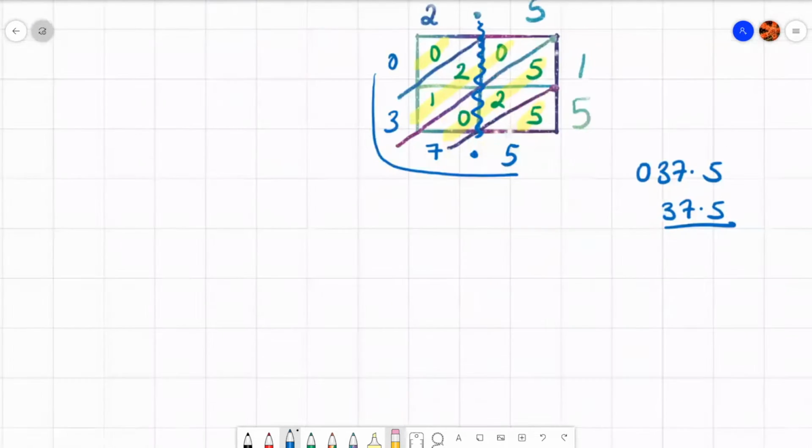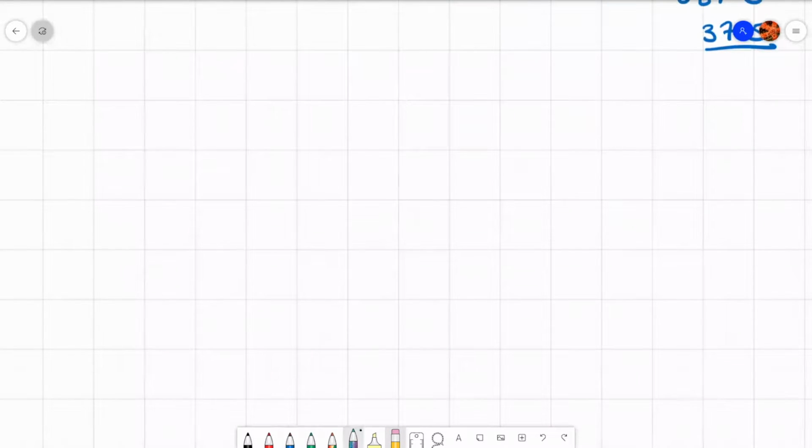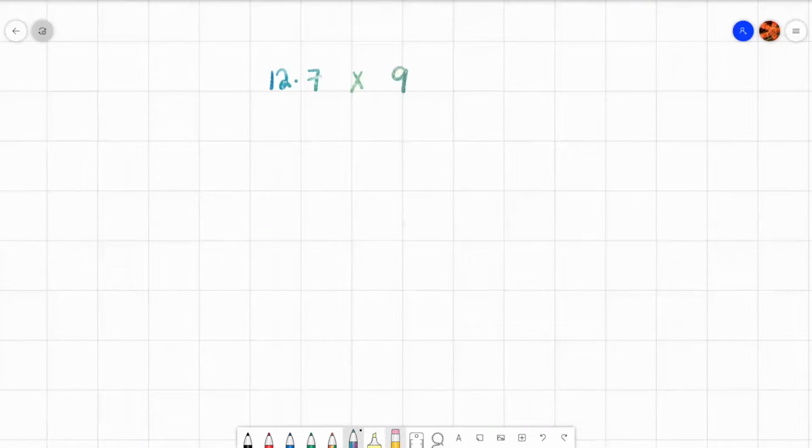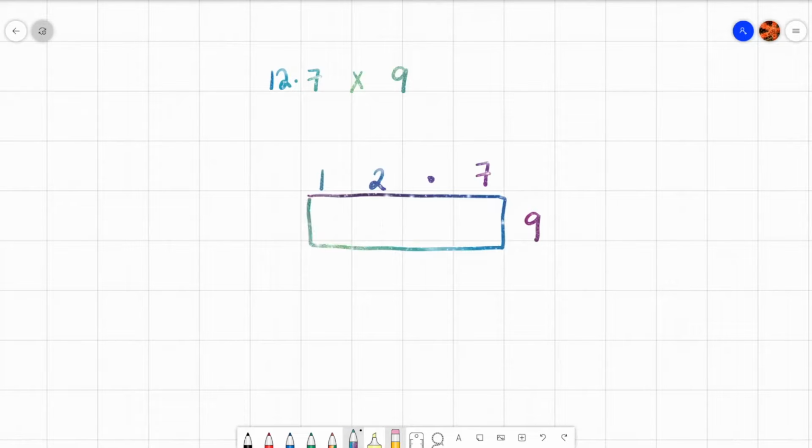Let's have a look at another example. I'm going to do 12.7 times 9. Again, remember, put the decimal at the top first. So 12.7 and just the number 9 down the side. Draw a rectangle and split your number. I'm going to split between the 1 and the 2 and the 2 and the 7. And 9 I can't really split because it's just one digit there. It's just 9 units. There's no tens or hundreds with it.